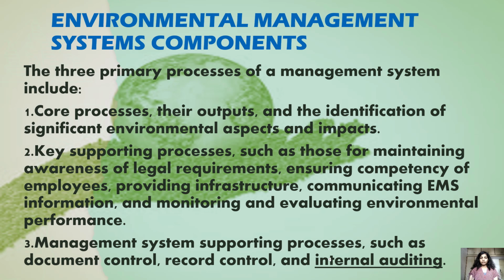The components of environmental management systems include the three main primary processes, that is core processes, their outputs and the identification of significant environmental aspects and impacts, key supporting processes such as those for maintaining awareness of legal requirements, ensuring competency of the employees, providing infrastructure, communicating EMS information, and monitoring and evaluating the environmental performance. Then the last one is management system supporting process such as document control, record control, and internal audits.